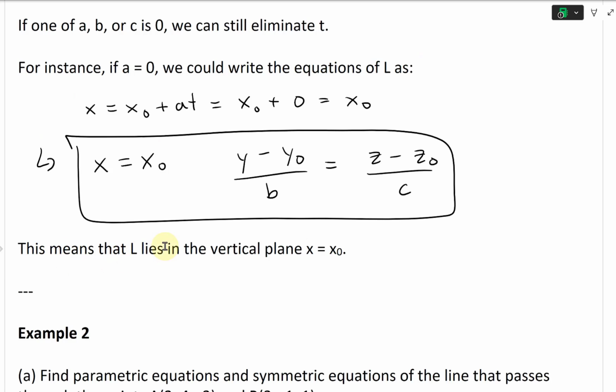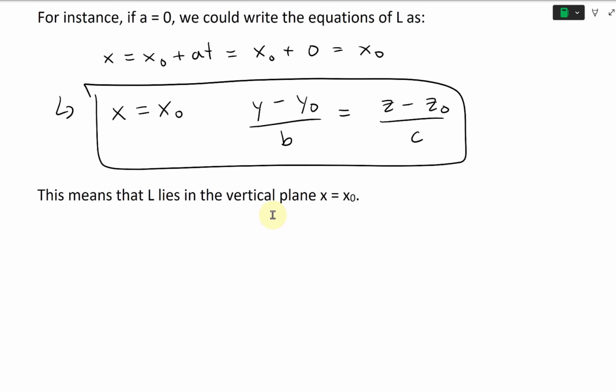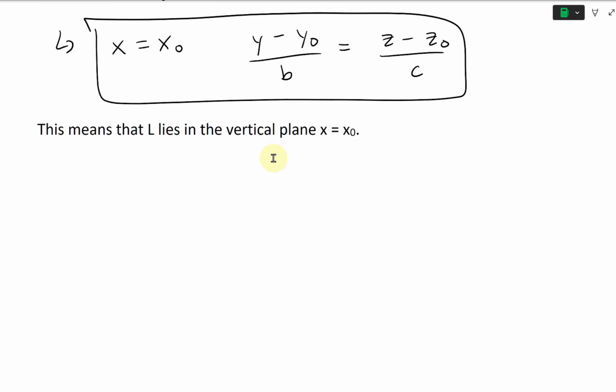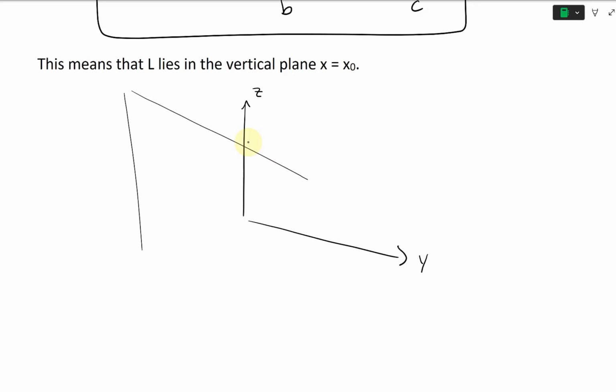And now this means that L lies in the vertical plane x equals x naught. And here I'm actually going to draw this out just to illustrate this. So it lies on the x equals x naught vertical plane. For example, if you had just a graph like this, this is the y, this is the z, and I'm just going to draw a plane like this. And then this is going to go through it. This is the x naught, this is x. And then this plane right here goes across like that.